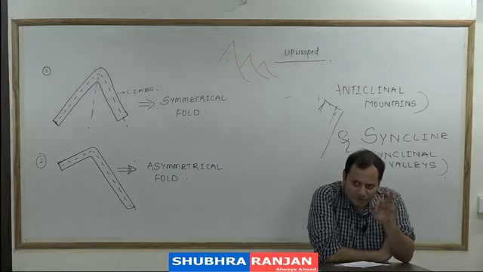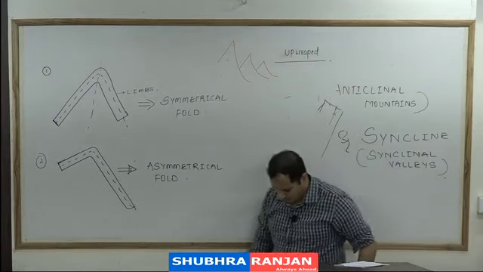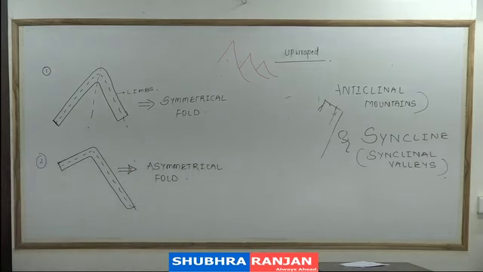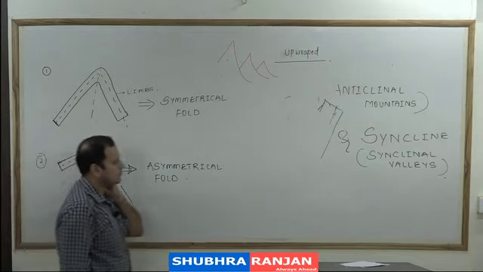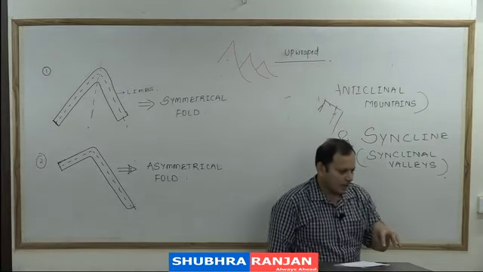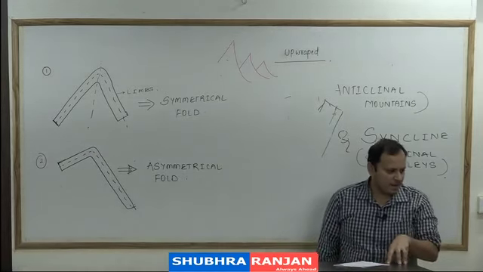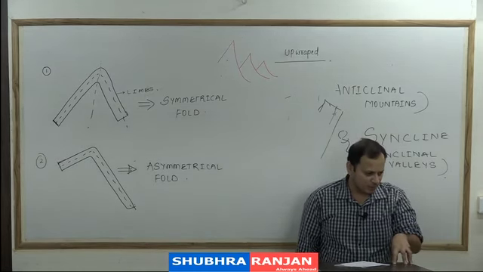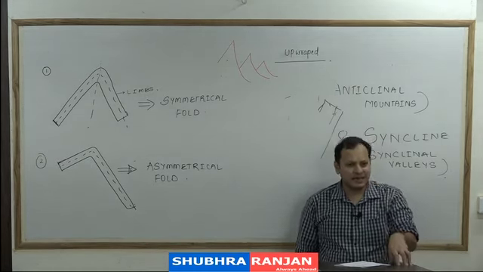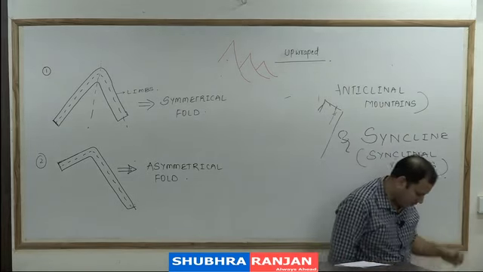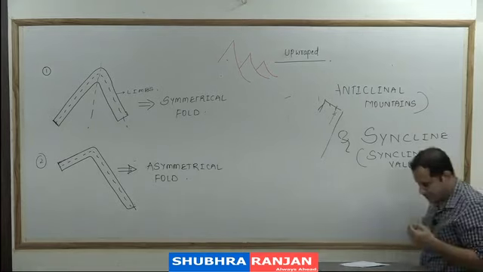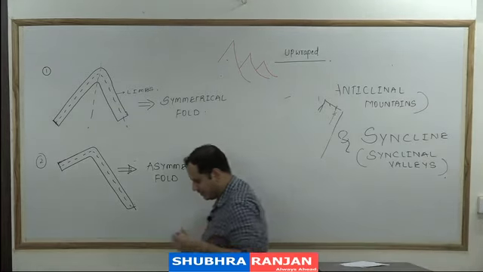If both the limbs of the fold are inclined equally or at equal angles, it is known as a symmetrical fold.